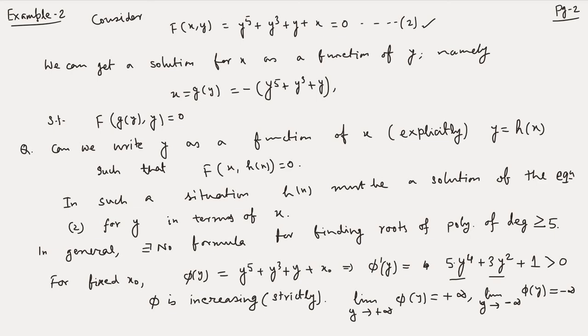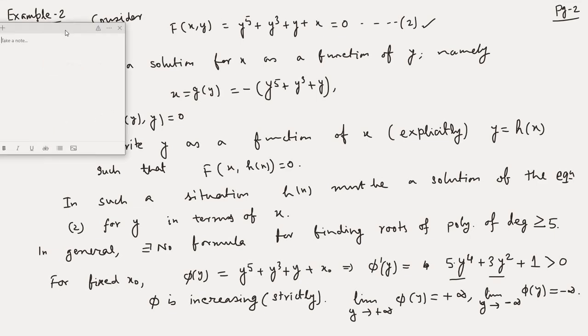Okay, therefore from the intermediate value theorem, there exists a zero of the function phi. So this is page 3. So by the intermediate value theorem, there exists some real number y naught such that phi of y naught is equal to 0.